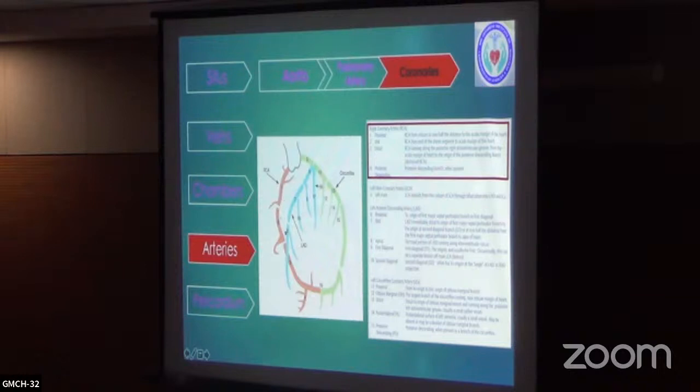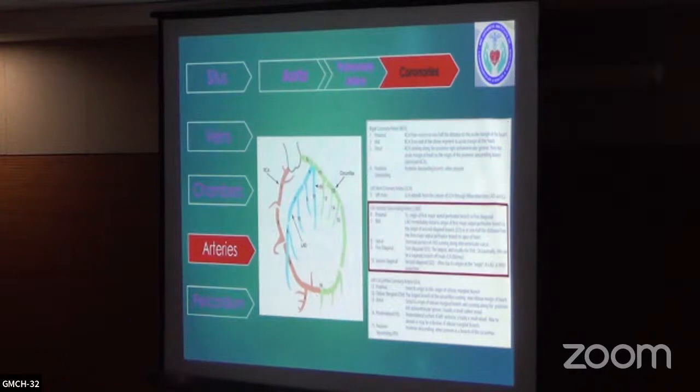The second, the mid RCA, starts from the end of the above segment and runs up to the acute margin of the heart. And the distal is from the acute margin of the heart till when it bifurcates, and it continues as a posterior descending artery. The posterior descending artery continues in the posterior interventricular groove.